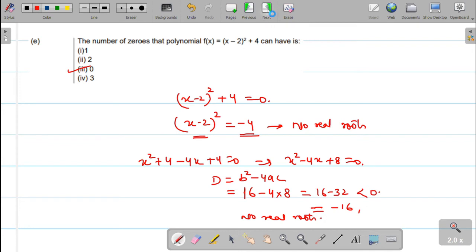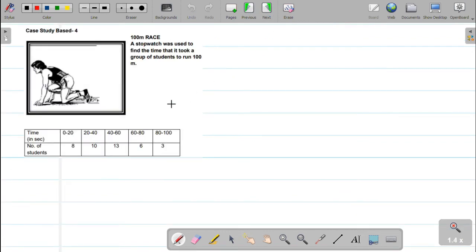So we go to the next one now, students. The next case study question is: a stopwatch was used to find the time that it took a group of students to run 100 meters, right? And the data is given to us. It's a normal standard statistics question. So you people don't need to worry about these case study questions. They are normal questions based on the concepts you have been doing in class.